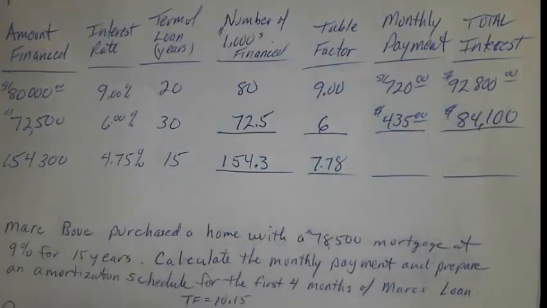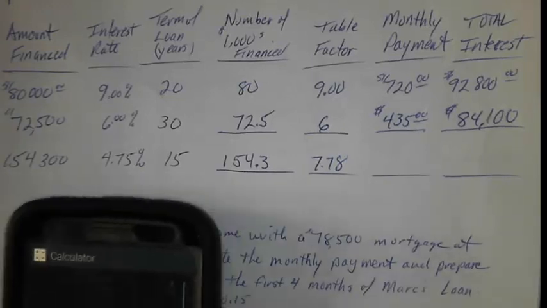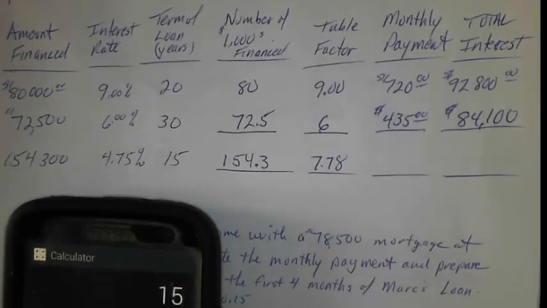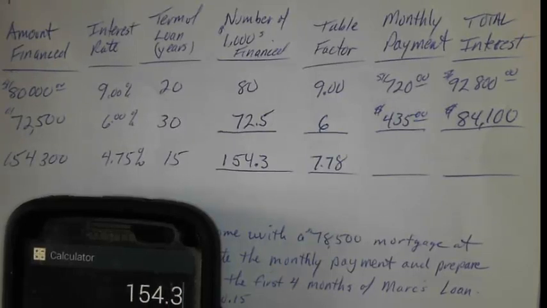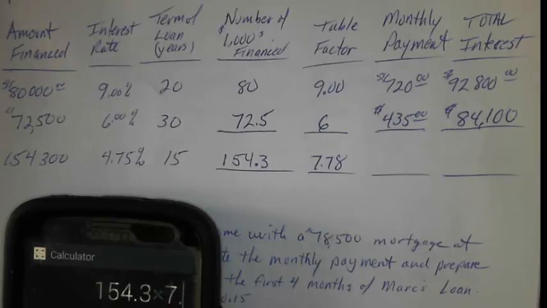We'll just get our calculator back again. So we would have 154.3 times 7.78.